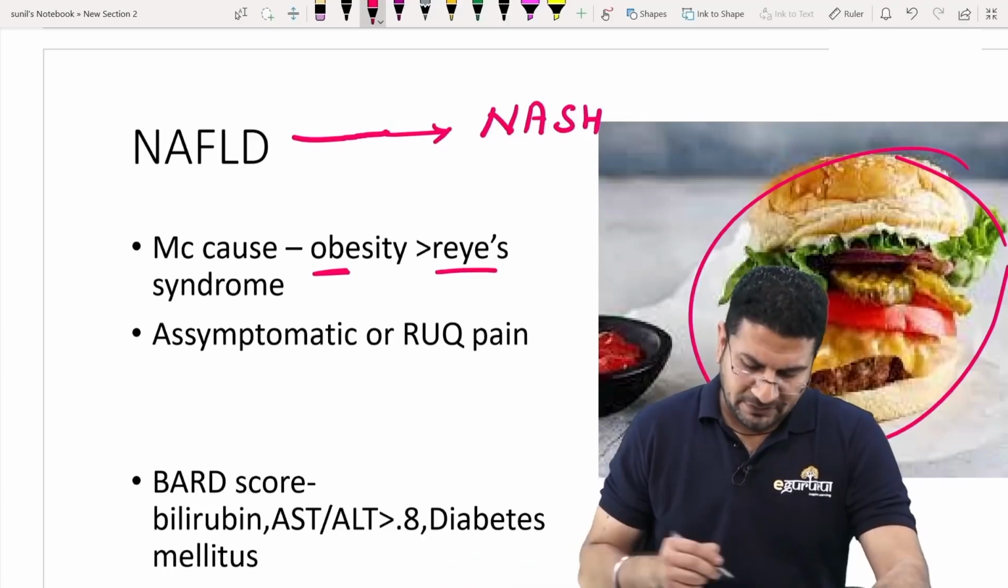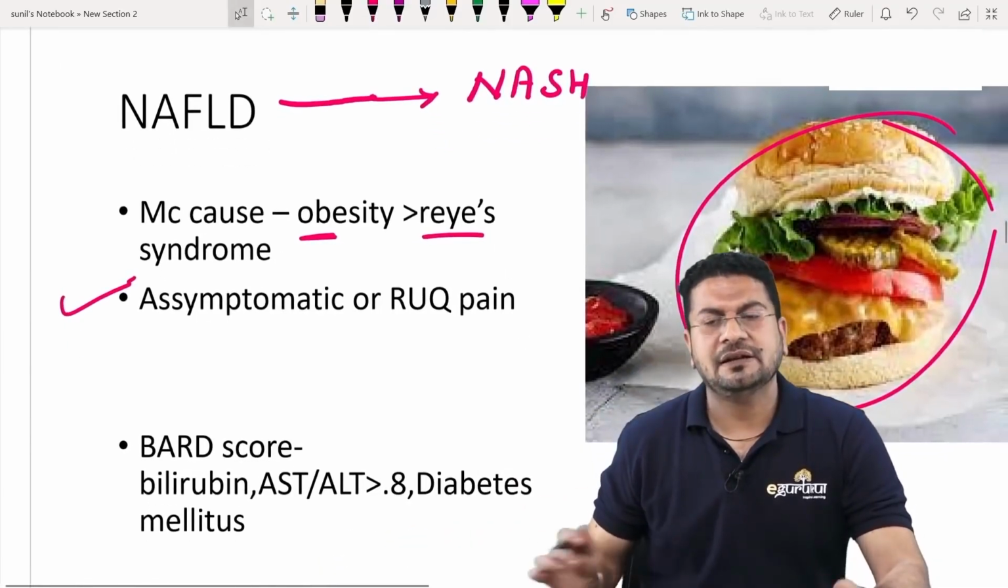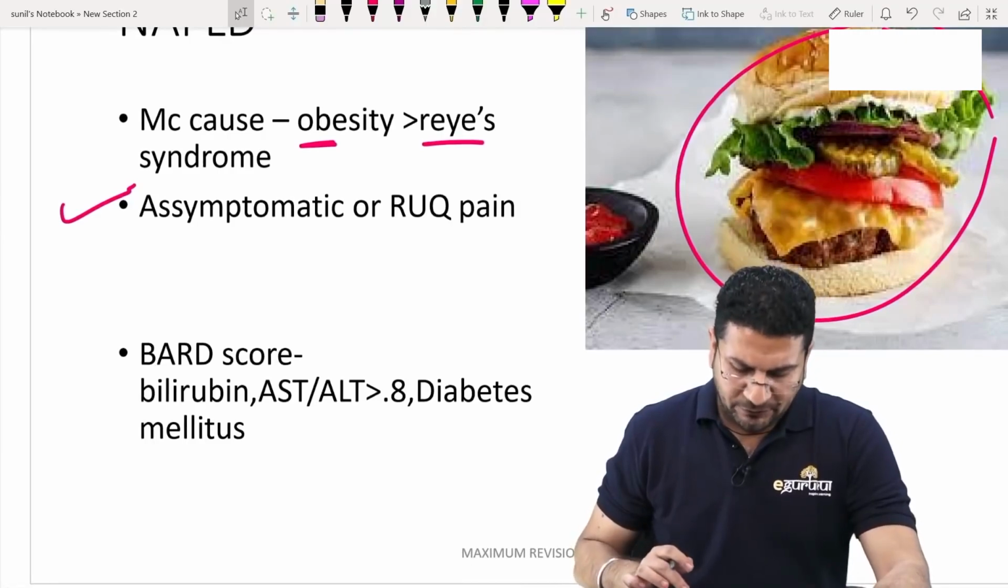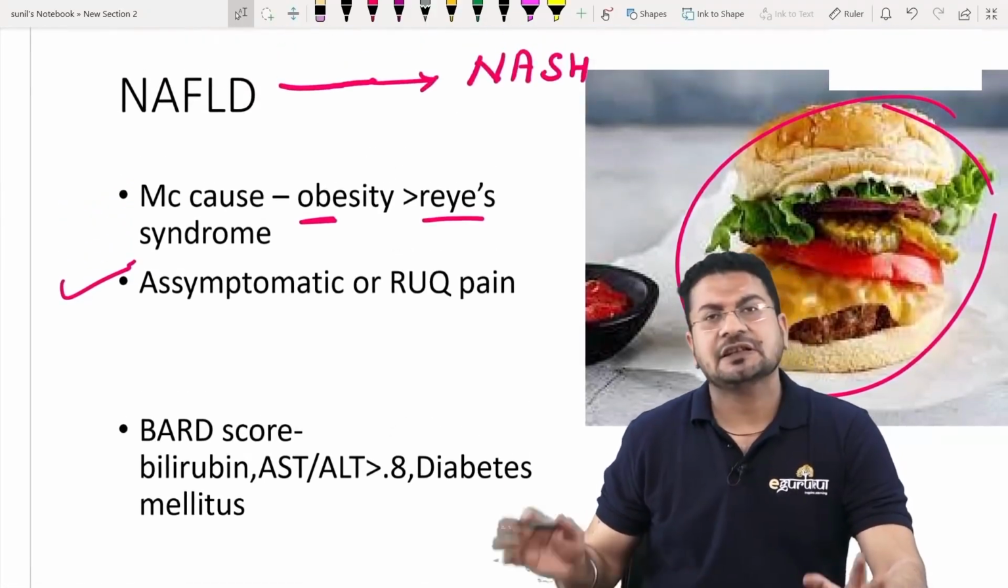So what are the symptoms? The most common symptom is no symptom or mild right upper quadrant pain. For diagnosis, we sometimes can use BARD score. If I say treatment is nothing, weight reduction.